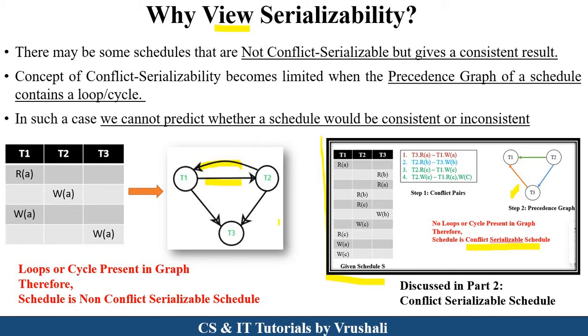But there are some problems that are not solved by conflict serializability, right? When there are loops or cycles present, this kind of problem is solved by view serializability. Clear? Next.